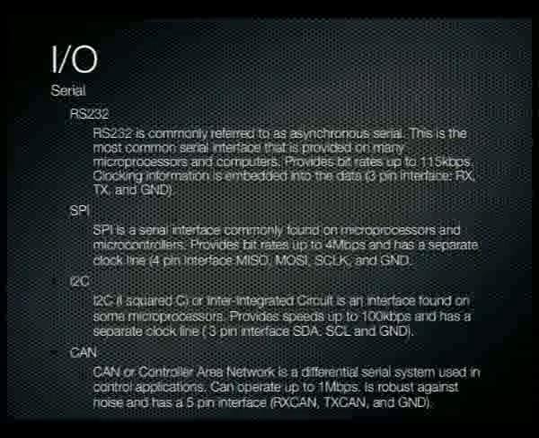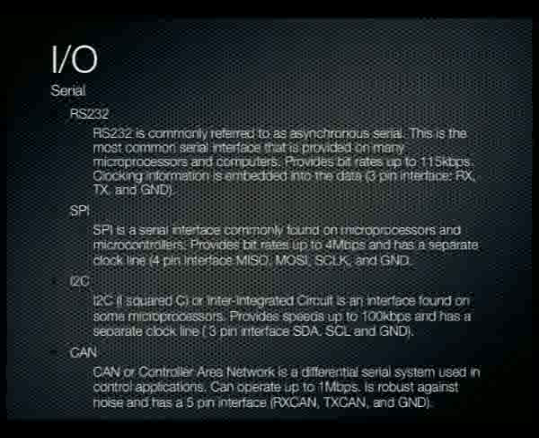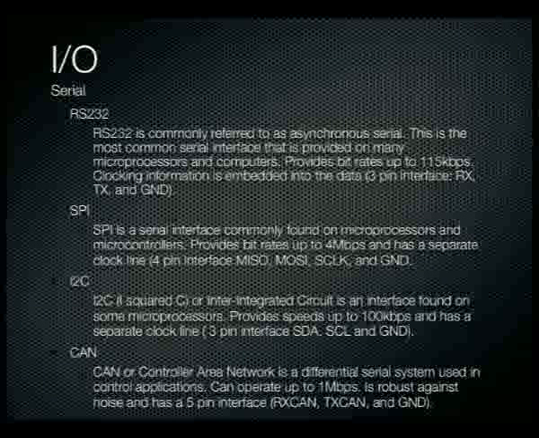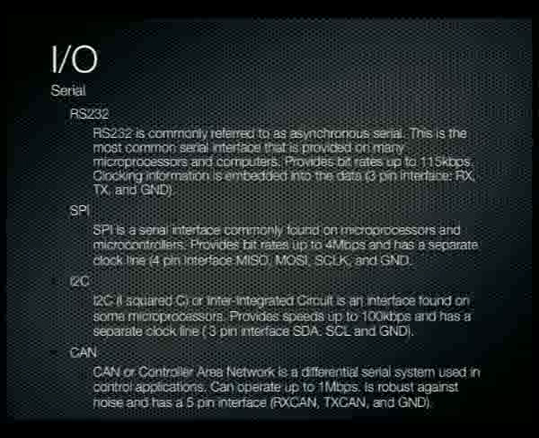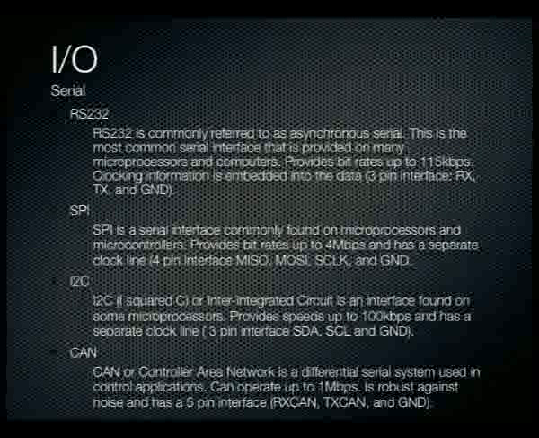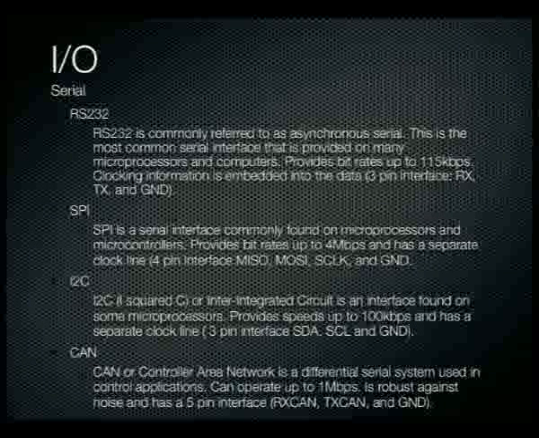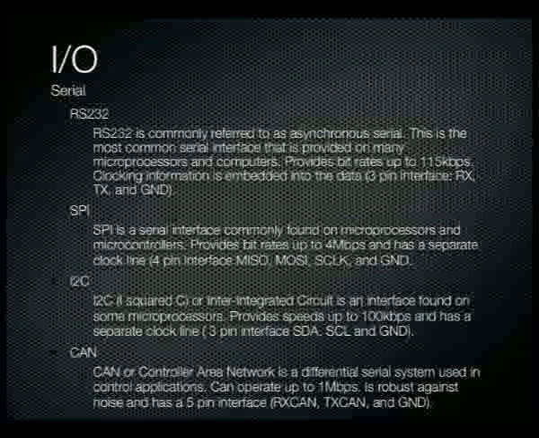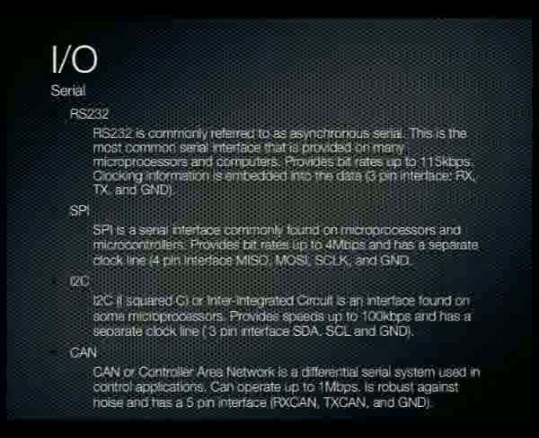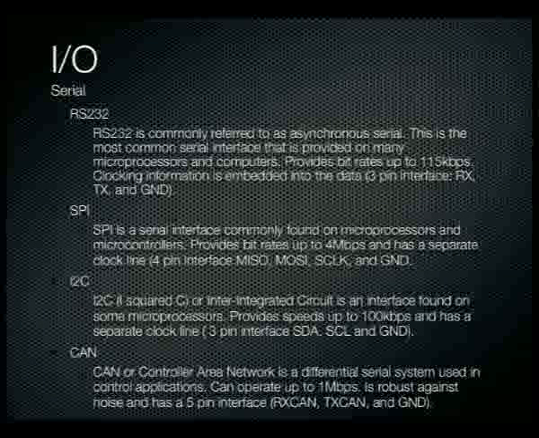I2C is also another commonly used interface on microprocessors. It's called the Inter-Integrated Circuit communication. It's an interface, as I said, found on some microprocessors. It provides speeds up to 100 kilobits per second and has a separate clock line. So it's a 3-pin interface, with SDA, SCL, and ground.